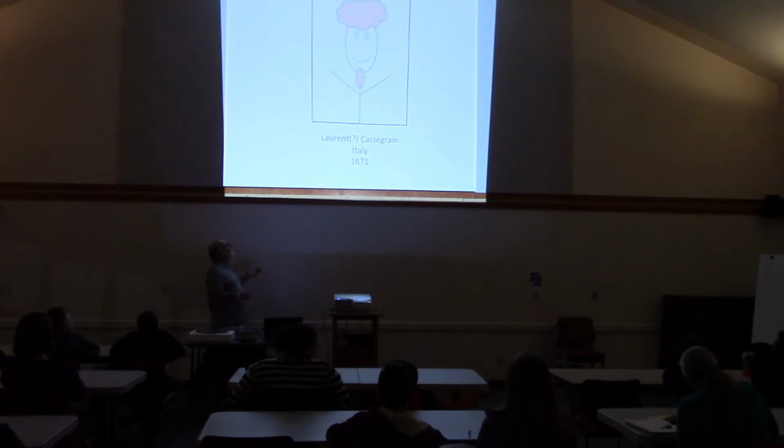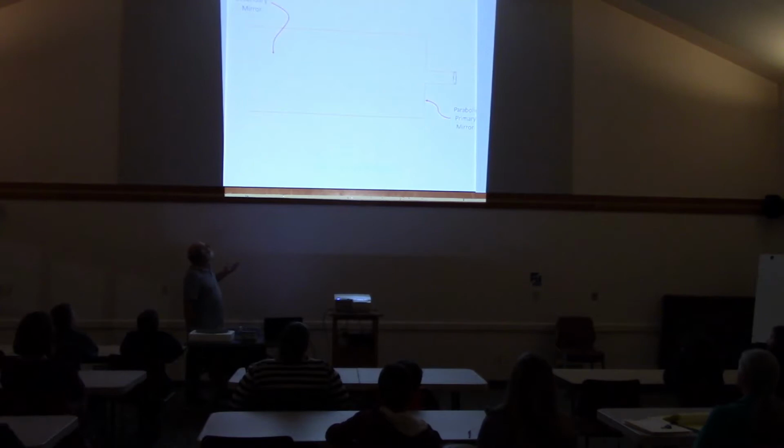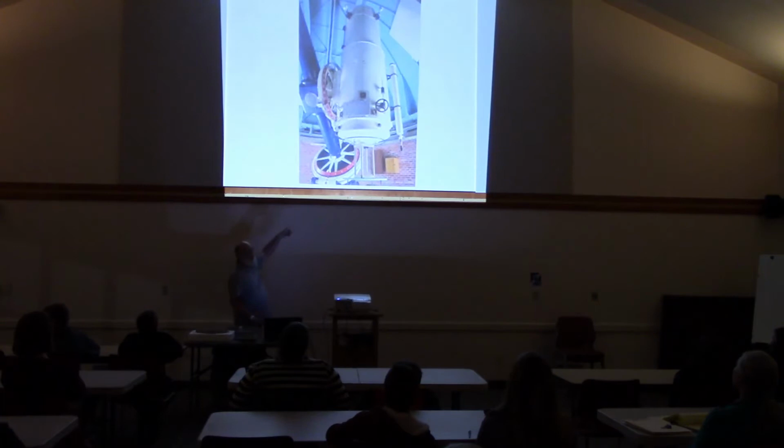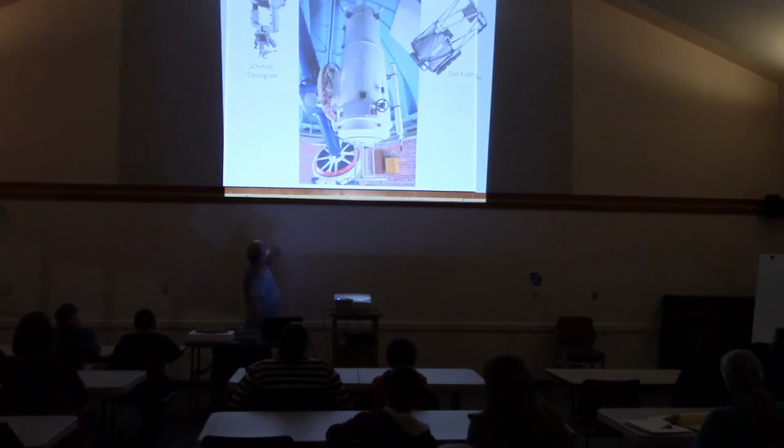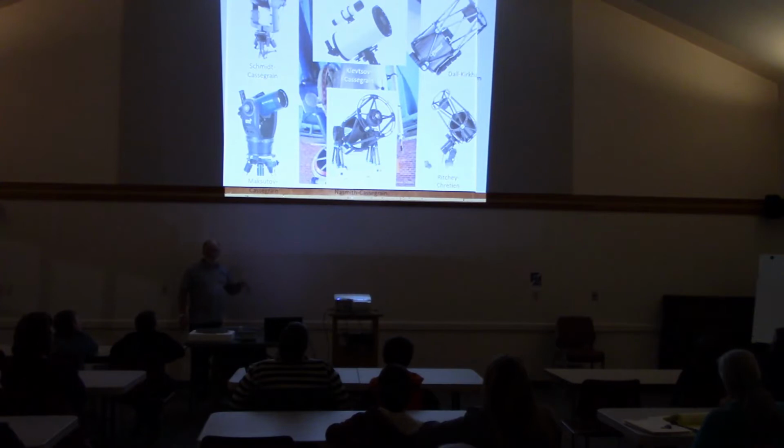But he designed the Cassegrainian reflector. Hyperbolic secondary mirror, parabolic primary mirror. This telescope is what we have at Observatory Park, the 36-inch Cassegrain reflector. This design, or a derivative of this design, is the basis of every major research telescope in the world today. It is some form of a Cassegrainian telescope.